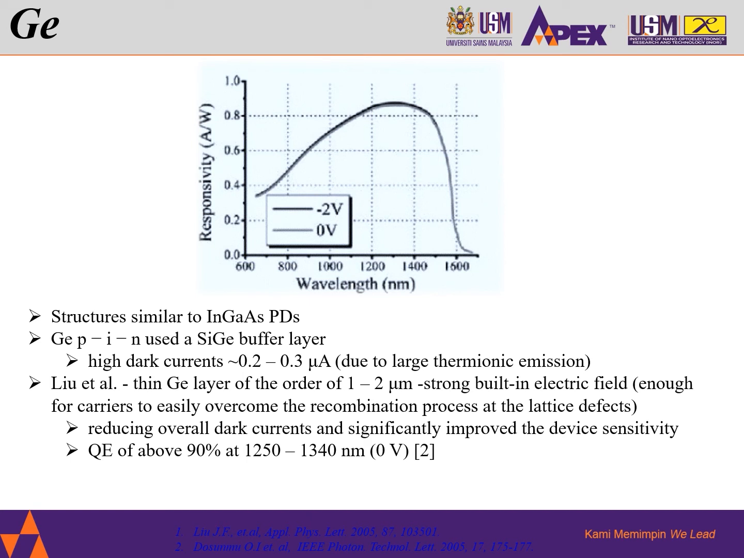Later, Liu and his team discovered that a thin germanium layer of the order of 1 to 2 micrometer could establish a strong built-in electric field, enough to easily overcome the recombination process at the lattice defects, hence reducing the overall dark currents and significantly improving the device sensitivity over a large bandwidth. An internal QE above 90% in the wavelength range of 1250 to 1340 nanometer was reported at zero bias.